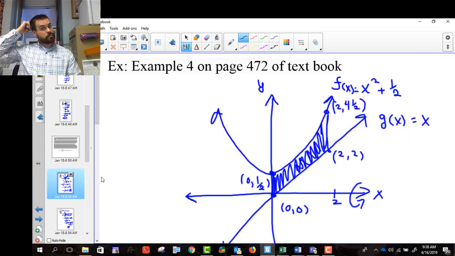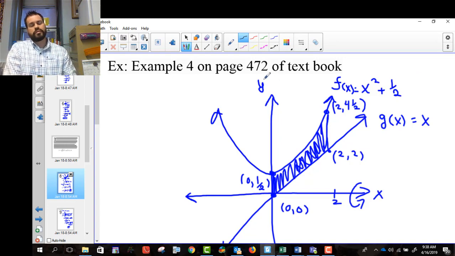Here's an example on page 472 of the textbook. If you have our particular textbook, great; if you don't, it's fine. You will still see that f of x is given to you as x squared plus 1/2, and g of x is x. It tells you to go from 0 to 2. When you look at this shape, you can see that x squared plus 1/2 is the top function. It's above x the whole time.